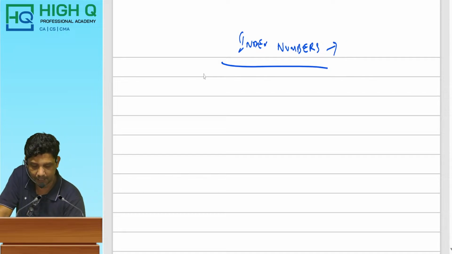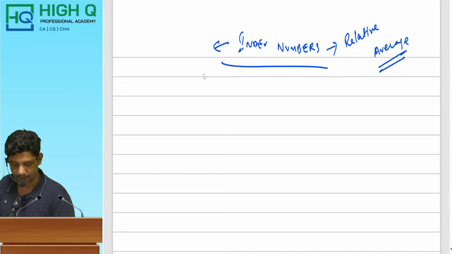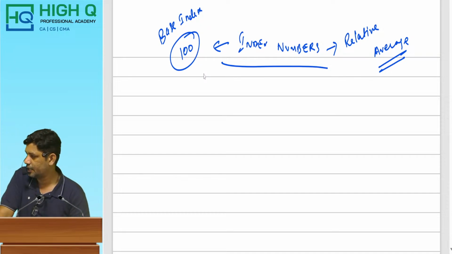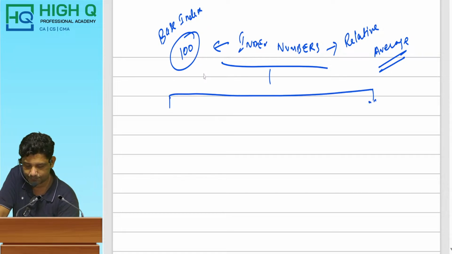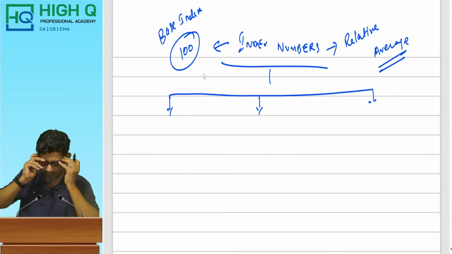Index number is nothing but an average, a relative average. It is always in terms of 100, a percentage. And base index is always 100. Now listen here. There are three types of index numbers we have. It is a device which is used to measure change regarding time.